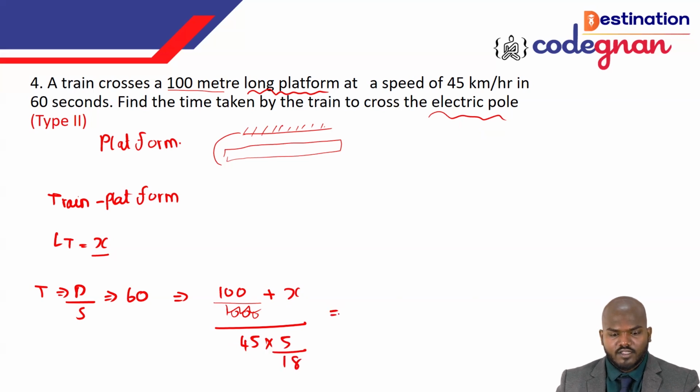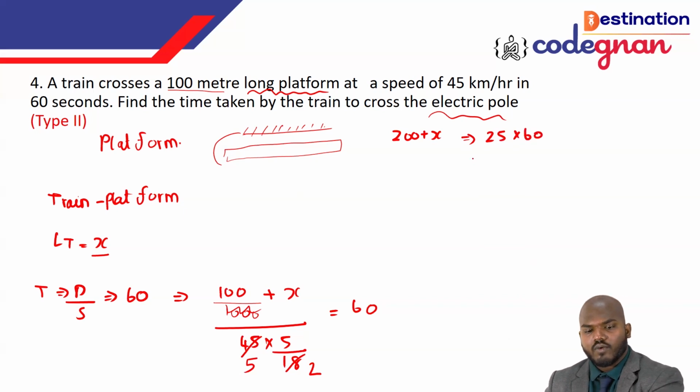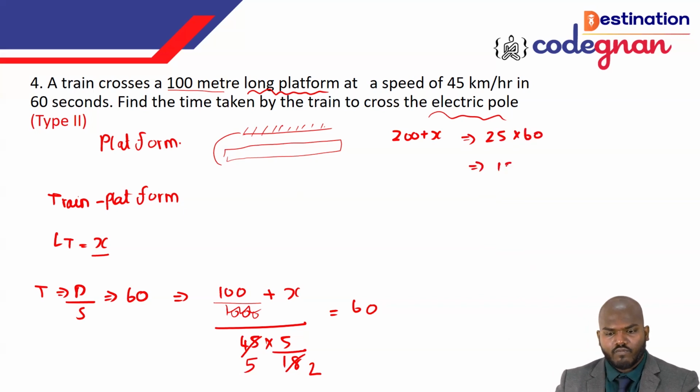This side you have the value 16. You see this one, we can cancel this value by the ninth table: 2 times 9 and 5 times 9. Take the value this side, and it will go like 200 plus x. Over below, 25 will be there. So 25 times 60, if you multiply, it will give 1500.